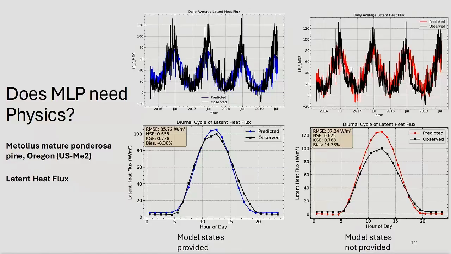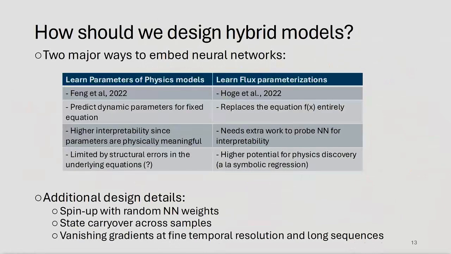So this is our work so far, and our plan is to scale this up to all the different FLUXNET sites. And before I end, I want to touch on the bigger question of how we should be designing hybrid models, because based on what we're seeing in hydrology so far, I can see two different approaches. One is to learn the parameters of physics-based models, and the next is to learn the actual process equations, which I feel like are two different things.